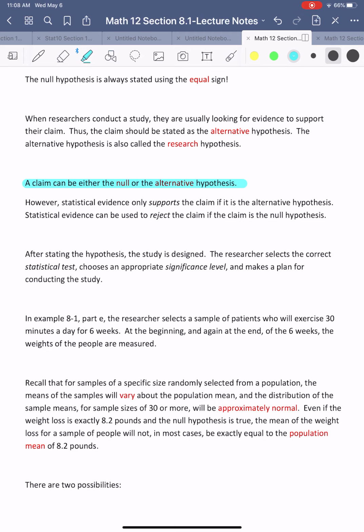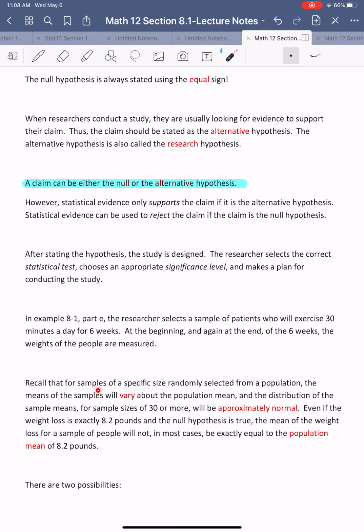After stating the hypotheses, the study is designed. The researchers select the correct statistical test, choose an appropriate significance level, and make a plan for conducting the study. So in example A1 part E, the researchers select a sample of patients who will exercise 30 minutes a day for 6 weeks. At the beginning and again at the end of the 6 weeks, the weight of the people is measured.